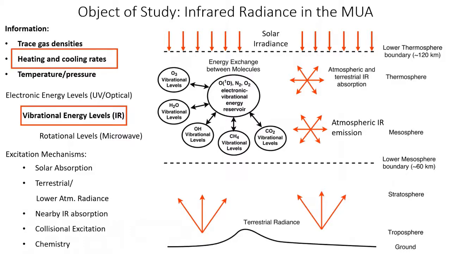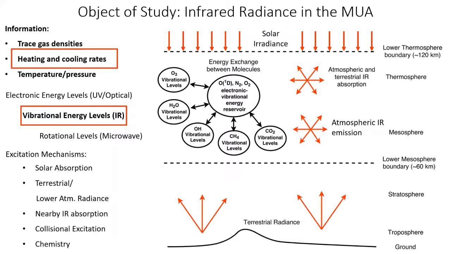The analysis of infrared emissions can tell us a lot about the state of the atmosphere. For example, by analyzing these emissions, we can retrieve trace gas densities, temperature pressure profiles, and estimate radiative heating cooling rates. In order to properly analyze this infrared data, we must first understand and model the various vibrational excitation and de-excitation processes that the molecule undergoes.